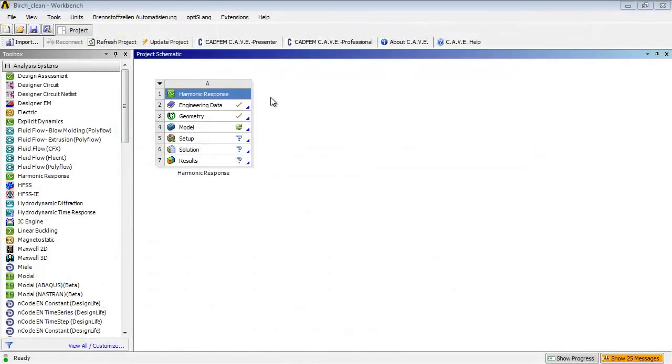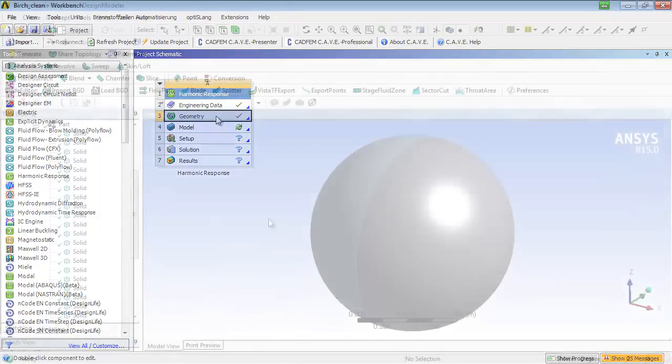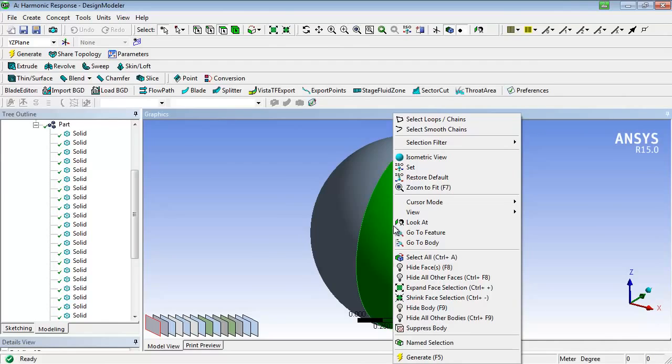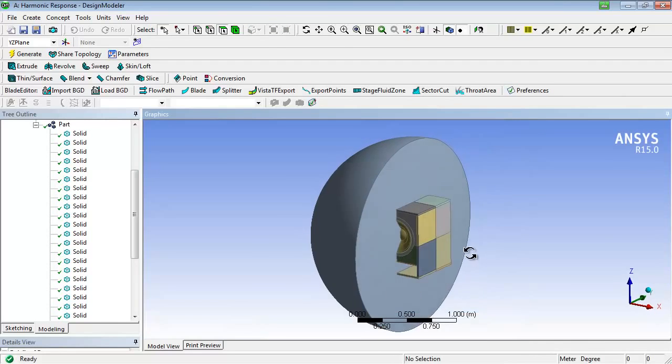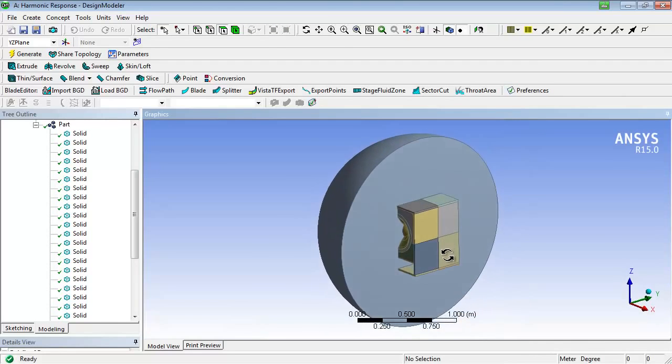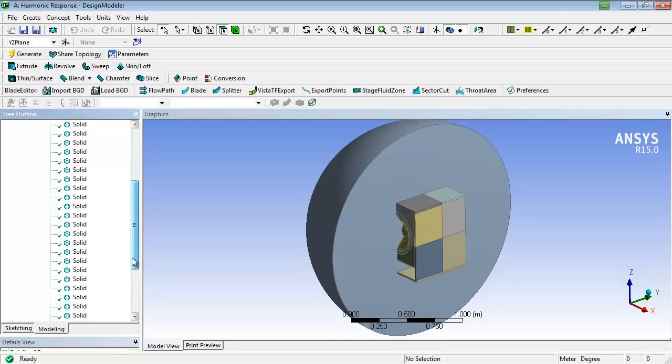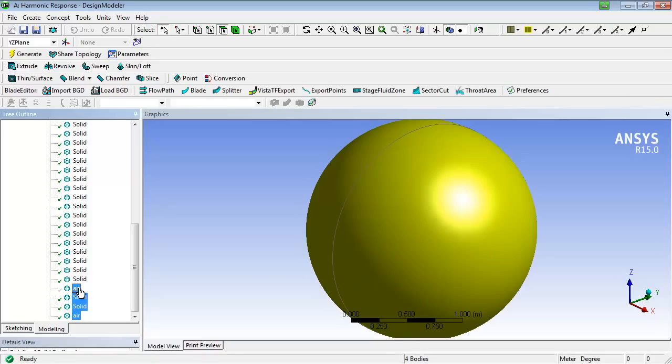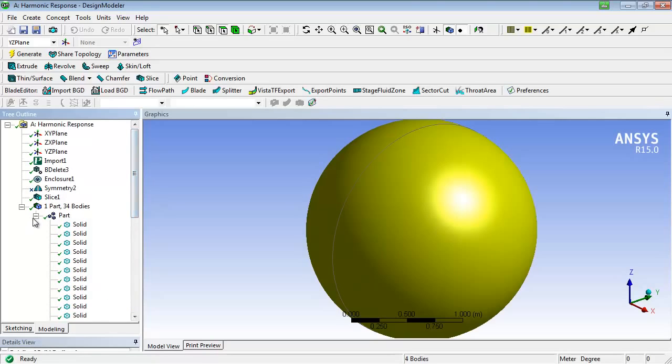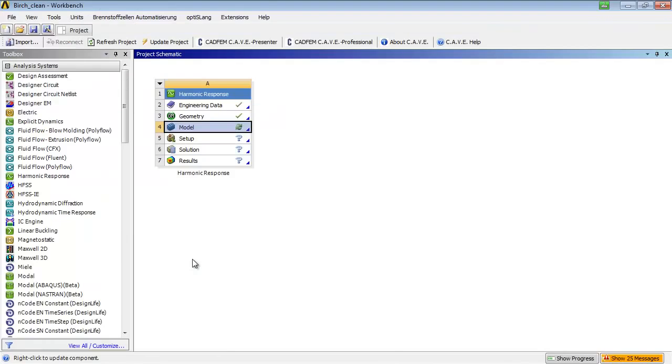The loudspeaker geometry consists of a simplified case and a membrane. Also, the surrounding fluid is part of the geometry. All parts together form a multibody part. The basis for the coupled acoustics simulation is a full harmonic response analysis.